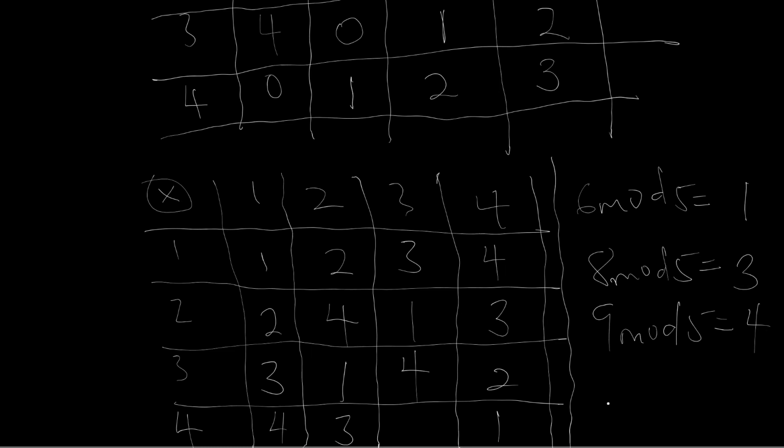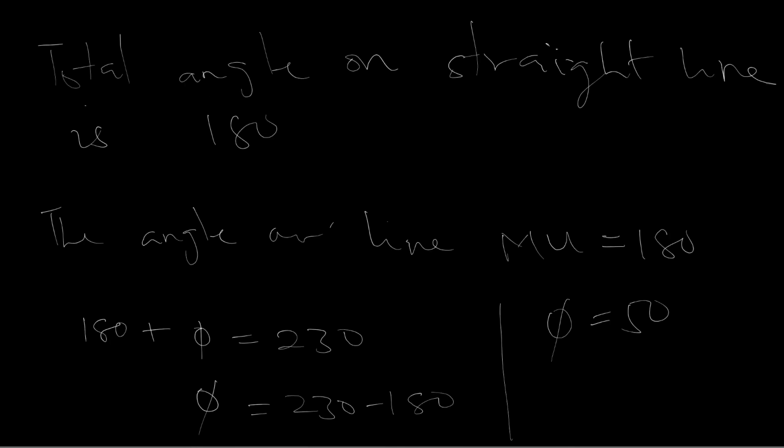4 times 3 is 12. 12 modulo 5 should give us 2, because 12 divided by 5 is 2 remainder 2. So we write the 2 here. So that will be the multiplication table for multiplication in mod 5. Okay, so moving on to the next question.